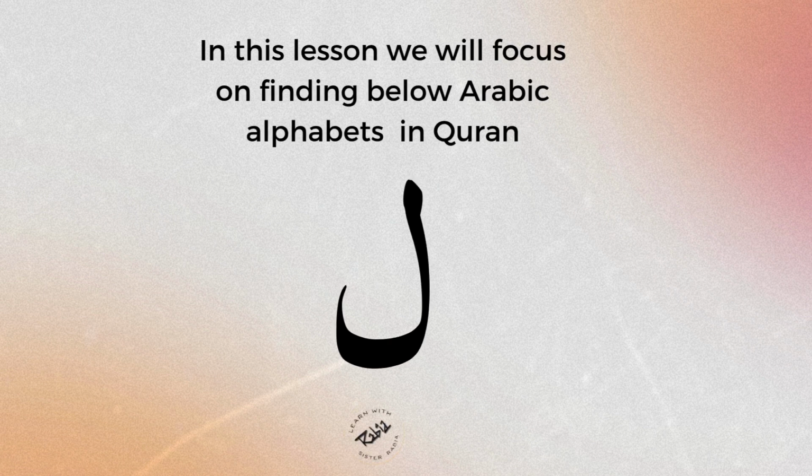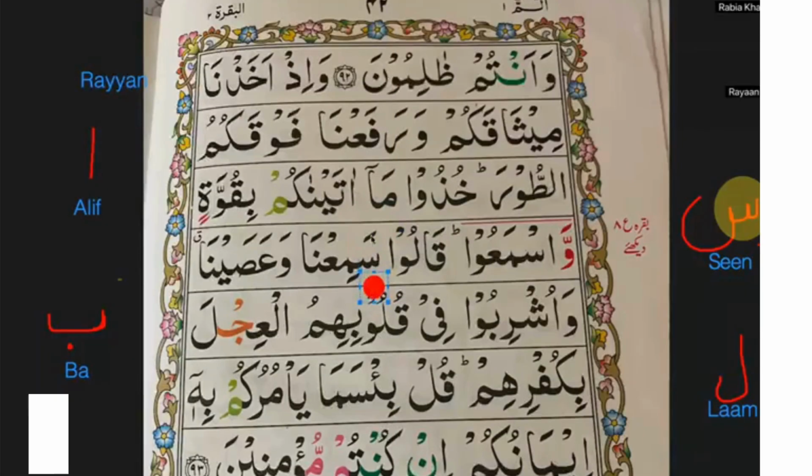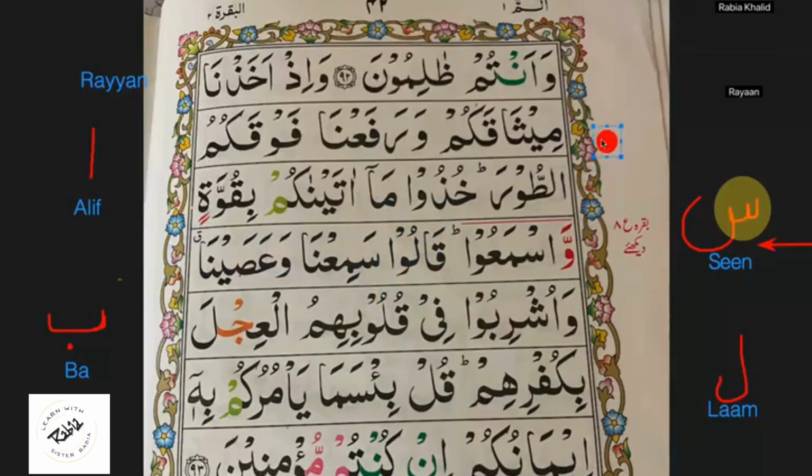In this lesson we will focus on finding the below Arabic alphabets in the Quran. Seen. Good job. Okay, Rayan, is there a Seen in this line? Maybe we see it. Maybe it's not even there. Okay, let's just see.